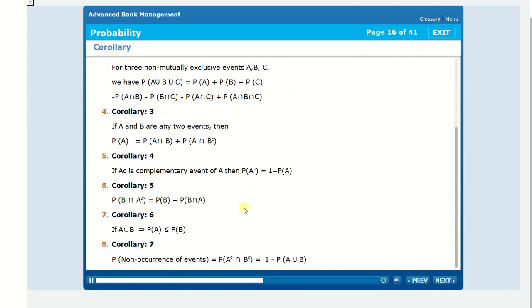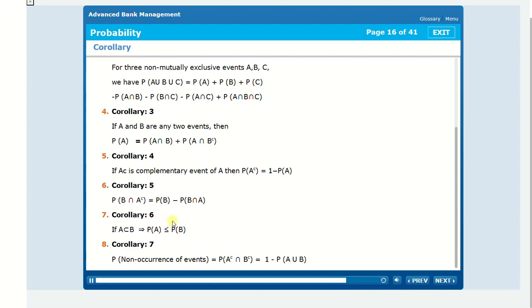Corollary 3. If A and B are any two events, then P(A) = P(A ∩ B) + P(A ∩ Bᶜ). Corollary 4. If Aᶜ is the complementary event of A, then P(Aᶜ) = 1 − P(A). Corollary 5. P(B ∩ Aᶜ) = P(B) − P(B ∩ A).